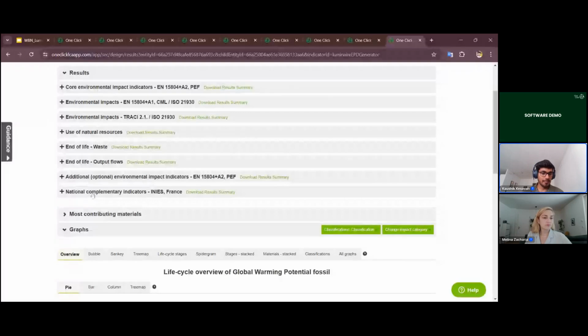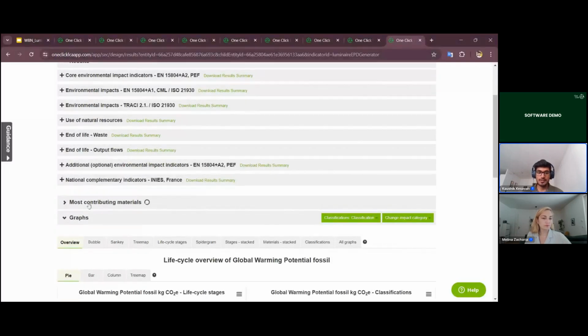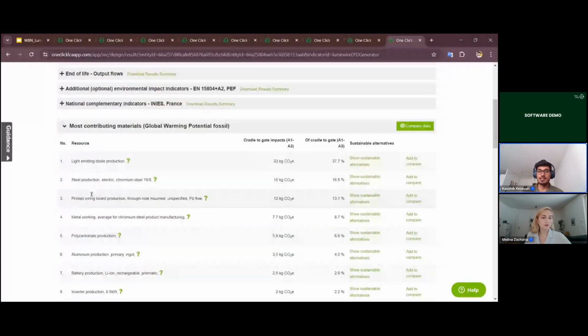Then moving down, I have the most contributing materials. Now, this is particularly important for R&D purposes or for eco-design practices. So to understand where most of your impact is coming from, this section is handy.